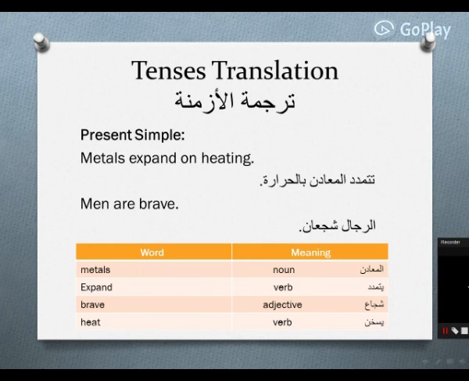Now let's practice these new words. Minerals, المعادن. Expand, يتمدد. Brave, شجاع. Heat, يسخن.